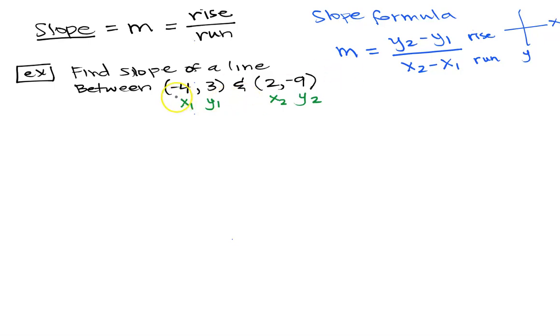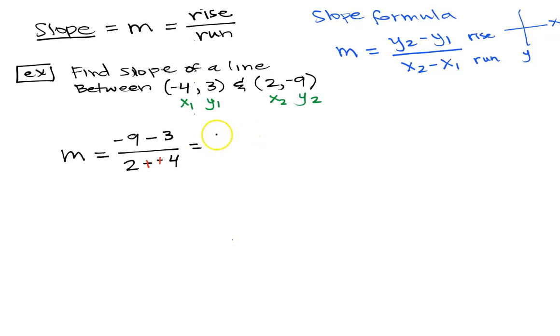So let's use this and now put those into the slope formula. So m equals y2 minus y1, so that's going to be negative 9 minus 3, over x2 minus x1, so 2 minus a negative 4. Be really careful, make sure you don't write 2 minus 4, it's 2 minus a negative 4. And when you are subtracting a negative, that's really addition. So I'm just going to change those signs.